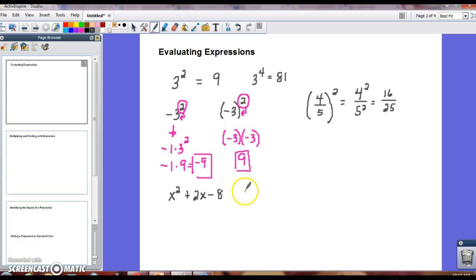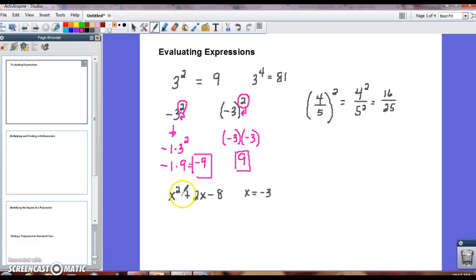When you're given a polynomial and you're asked to evaluate it for a specific x value, so x equals negative 3, for example. When you are substituting a number into an expression, make sure you put that number in parentheses. Always, always, always, because then you'll always get the right answer. If I don't put this in parentheses, then this is going to give me the wrong answer.